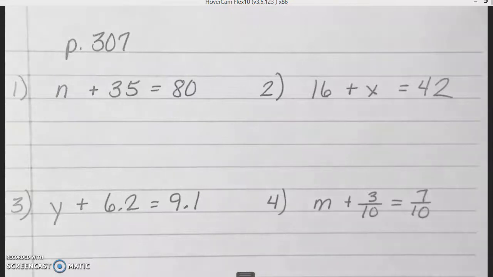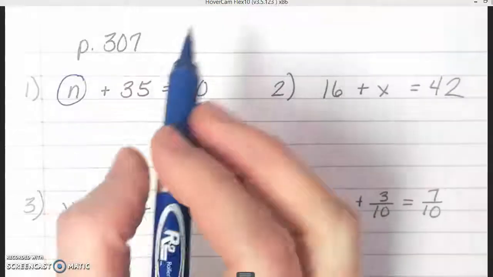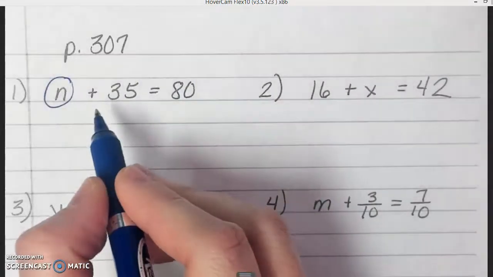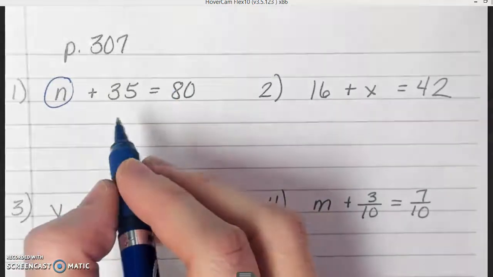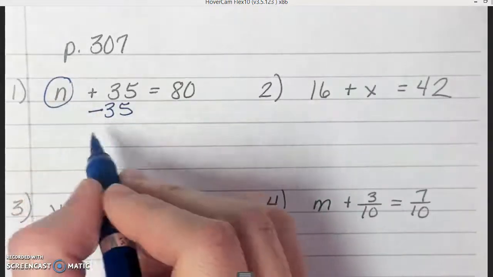Alright, so here are the first problems on page 307. So number 1, yours has the blanks in it, so it looks a little bit different. But what am I going to do in order to get n by itself? What do I have to do? Okay, but listen, if I add 35, is that going to get rid of the 35? No, so that means what I need to do? Subtract the 35, because remember the object is to get n by itself.